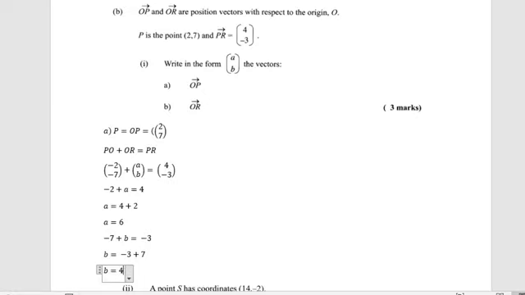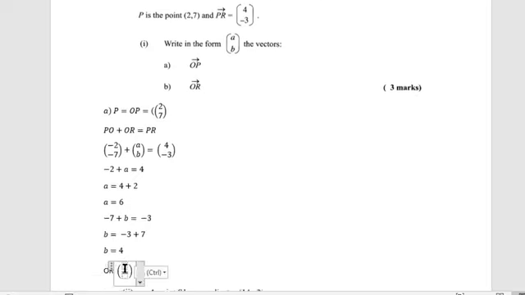So therefore OR is written in the form of 6, 4, and that is our answer for OR.